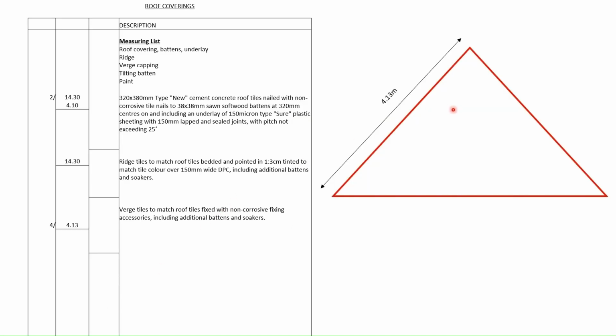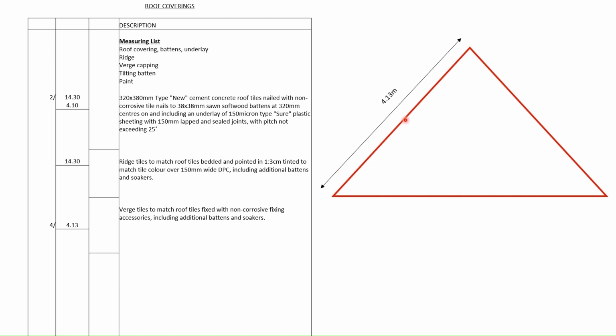That is basically a little diagram that shows our gable sides, right? And this is where the verge cap would be placed, or the verge tiles would be placed. I just want us to go over the description together first. It says verge tiles to match roof tiles fixed with non-corrosive fixing accessories, including additional battens and soakers.